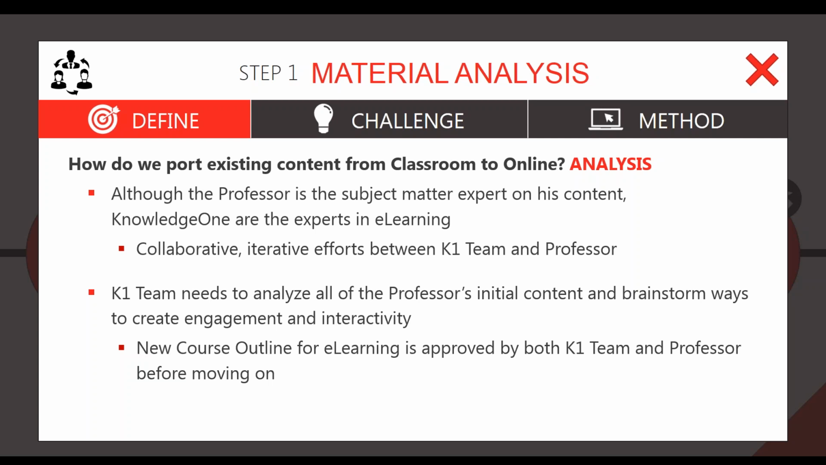We need to make sure we analyze all of the professor's initial content and brainstorm ways to create the engagement and the interactivity, where to put the quizzes and the flow for the course. The new course outline is the first thing that we work on. And once the flow of the outline is approved by both our internal team and the professor, we know we can then move on. We generally tend to not move on until we have agreement on both sides, because that will reduce the amount of rework from misunderstanding anything.